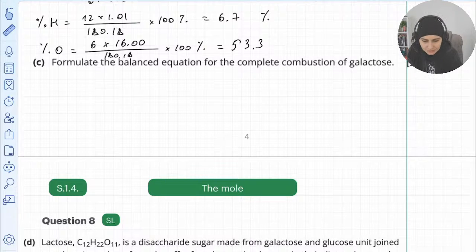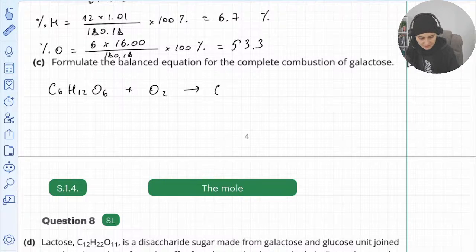Fine. And then next one, formulate the balanced equation for the complete combustion of galactose. Okay, so complete combustion of C6H12O6. We are combusting it in oxygen, and the products of complete combustion are CO2 and H2O. They didn't ask for state symbols, that's why I won't be writing state symbols. When we balance combustion equations, it's a good idea to balance carbon first, then hydrogen, then oxygen. So in that order, C, then H, then O.